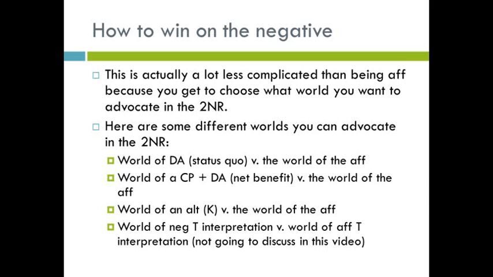So here are some different worlds that you can advocate in the 2NR. You can advocate the world of the DA, aka the status quo, versus the world of the AF. You can advocate the world of a counterplan plus a DA as a net benefit versus the world of the AF. You can advocate the world of an alternative, like a critique, versus the world of the AF. Or in the case of topicality, you can advocate the world of the neg T interpretation versus the world of the AF T interpretation. But we're not going to discuss topicality in this video because it's qualitatively very different types of speeches, and those are more detailed in the topicality video.